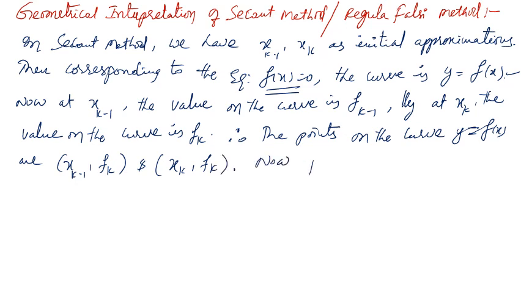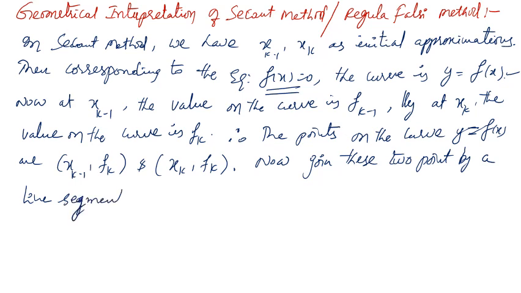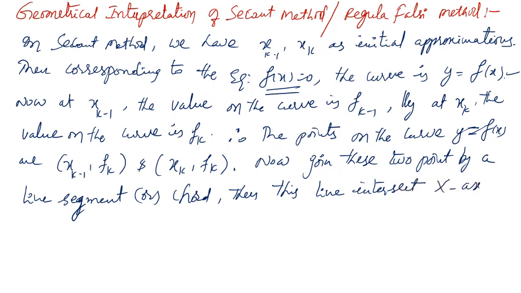Now join these two points by a line segment, straight line. Line segment means straight line segment, or it is also named as chord. Then this line intersects the x-axis at the next approximate root.